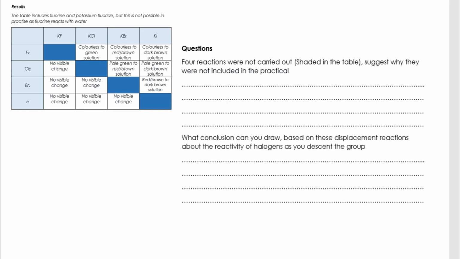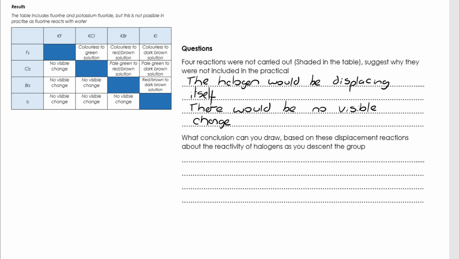So, we have got the 4 reactions that were not carried out, we've shaded them. Well, is there any point doing F2 with KF? If the halogen is merely displacing itself, you're not going to get a visible change. It's pointless doing it. In terms of the reactivity, well, what we're seeing is that fluorine is the most reactive. Fluorine can kick out chloride, bromide, and iodide ions from their salts. Iodine can't kick any of them out. So that's our start point, but we're going to build on that a little bit more.